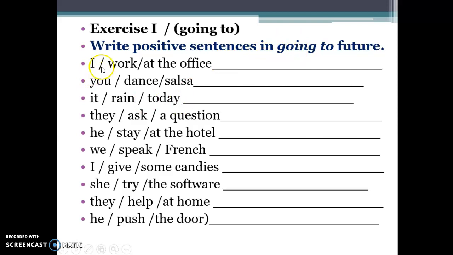Let's do number 1. I work at the office. So, the sentence will be using going to: I am going to work at the office. Let's do number 2. You are going to dance salsa.